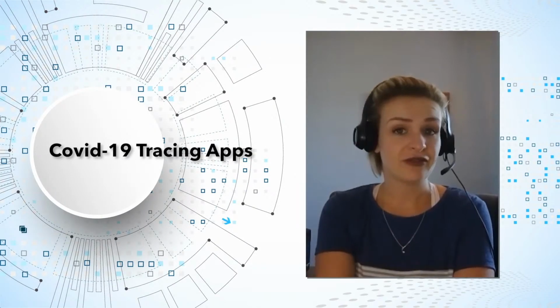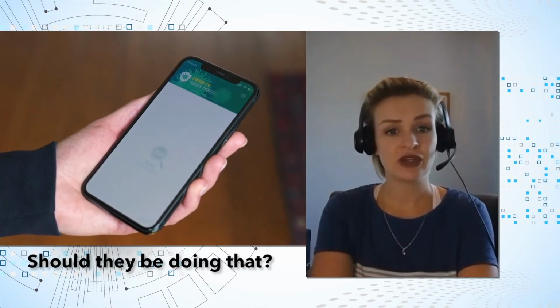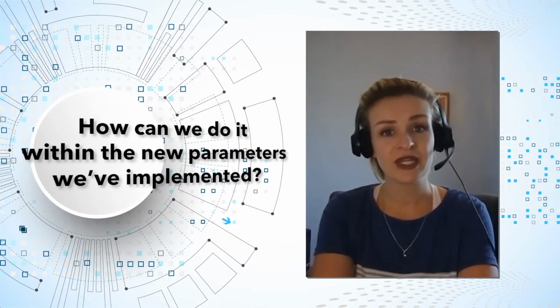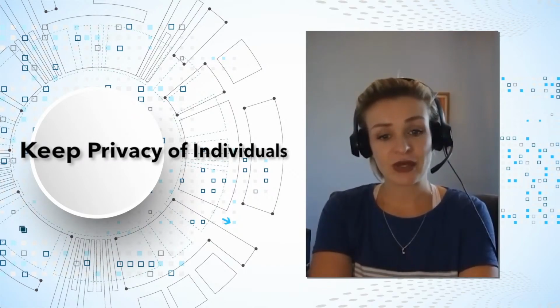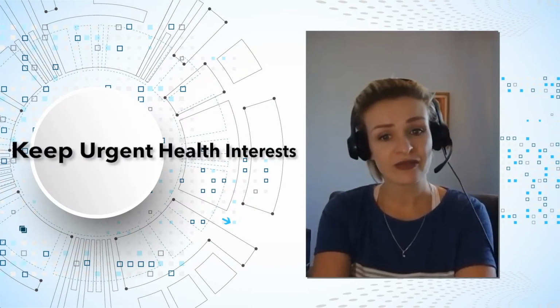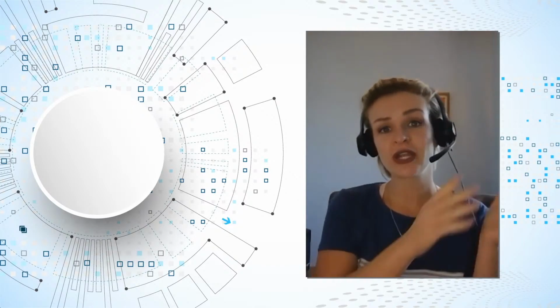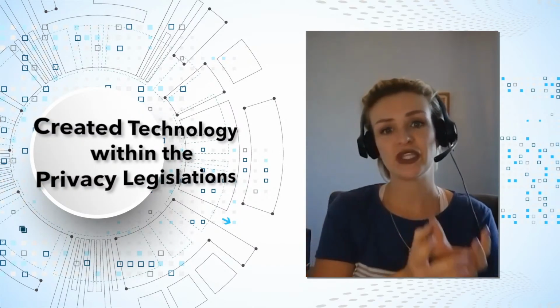And projects such as COVID-19 tracing apps, which I think most countries have struggled with, either about how they're going to do that or whether they should be doing that at all, have necessarily got not-for-profit, governmental organizations, private sector professionals, and tons of people to get together and think, how can we do that within the new parameters that we've implemented? And they try to find the most innovative way to keep the privacy of individuals in check, while at the same time reconciling other urgent interests that relate to health. And that led to all kinds of different solutions worldwide that we could compare about how organizations have taken these privacy legislation and created a technology that was entirely within this new legislation.